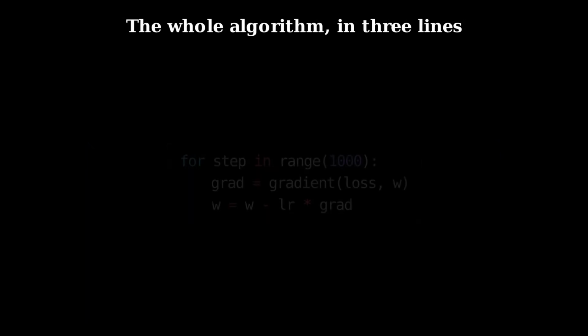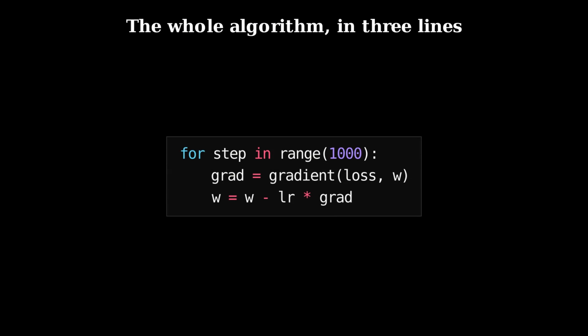Here's that whole idea as 3 lines of Python. First, compute the gradient, which way is uphill at the model's current weights. Then step the weights the opposite way. W becomes W minus the gradient. That minus sign is the whole trick. It turns uphill into downhill.